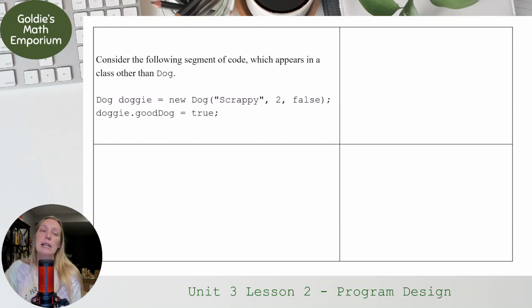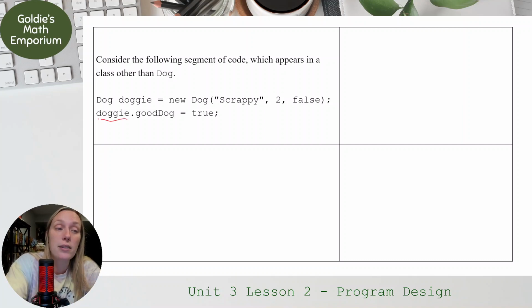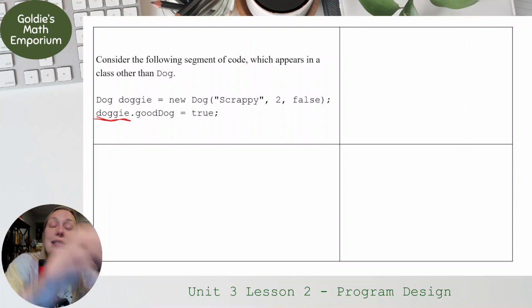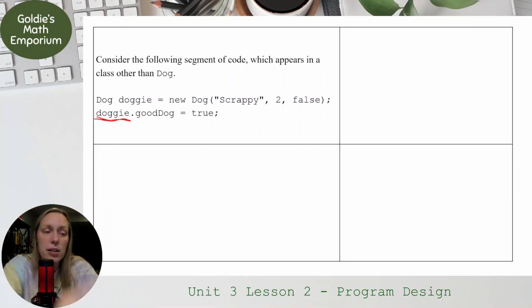Now if I try to say doggy.goodDog equals true. Okay, so maybe Scrappy started off as a bad dog, but now he's a good dog, and I want to change the data to reflect that. If I have doggy.goodDog equals true, doggy is my reference, because doggy references my dog object. Doggy is my reference, goodDog is the instance variable, and I want to set that equal to true.